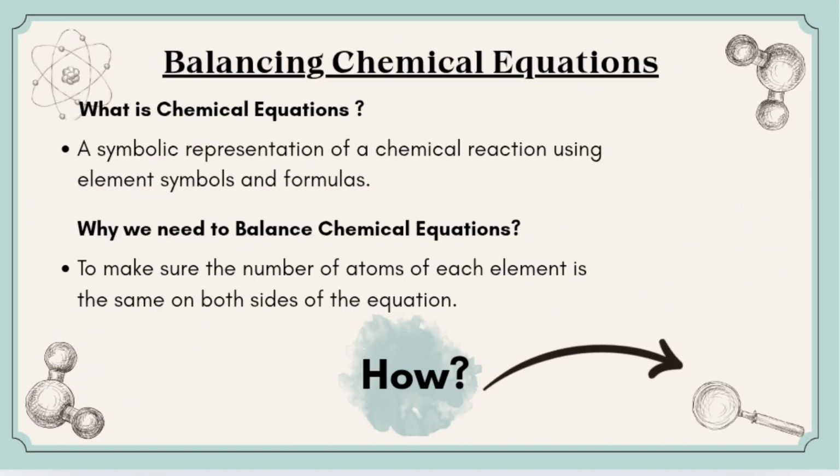So for today, I will be explaining about balancing chemical equations. First of all, we need to know what is chemical equations. Chemical equation is a symbolic representation of a chemical reaction using element symbols and formulas. Why do we need to balance our chemical equations? So that the number of atoms of each element is the same on both sides of the equation.